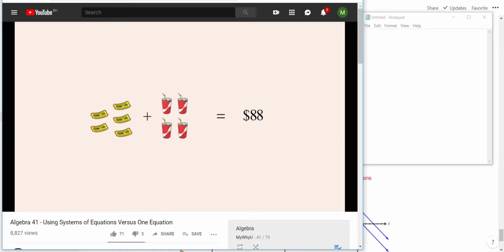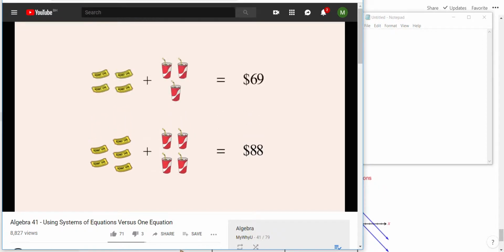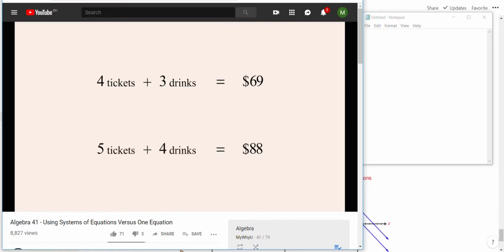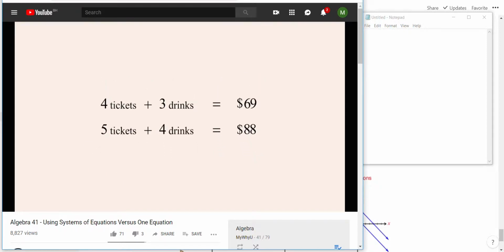So given the information that 4 tickets plus 3 drinks cost $69, and 5 tickets plus 4 drinks cost $88, is it possible to calculate the pricing at the theater for tickets and drinks? Solving this problem by creating a system of equations is straightforward.